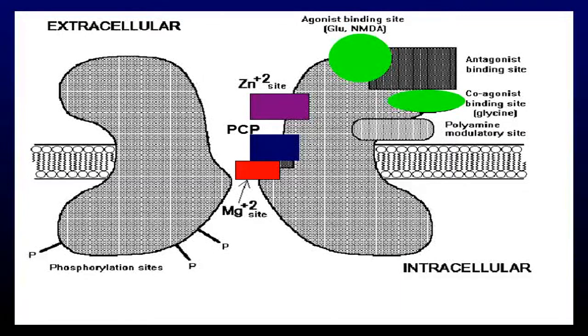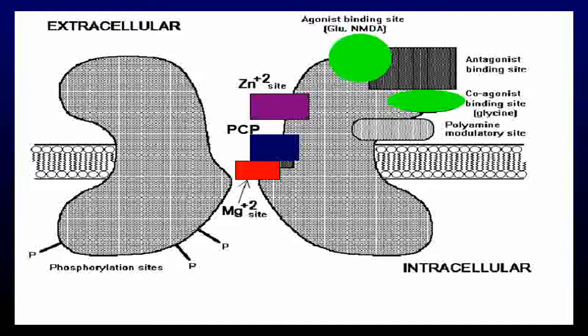So what about the NMDA receptor? This is the N-methyl-D-aspartate receptor, and glutamate is the major excitatory neurotransmitter in the central nervous system. Glutamate is always considered to be the agonist for this receptor, and that's true, but there is also a co-agonist required for the activation of this receptor. That co-agonist is glycine. So both glycine and glutamate have to be bound to the NMDA receptor for it to partially open.